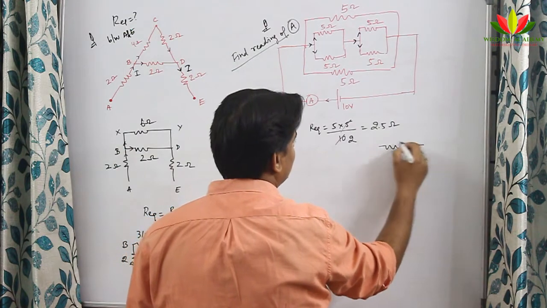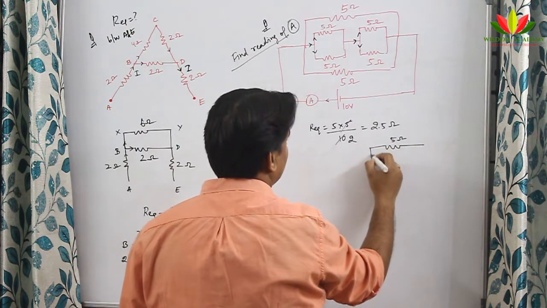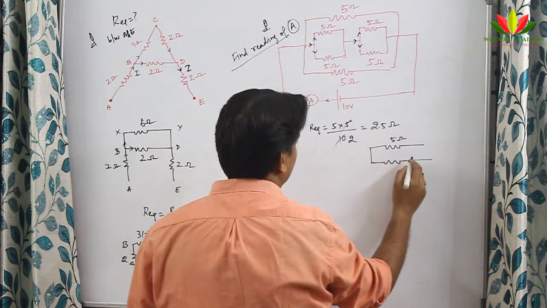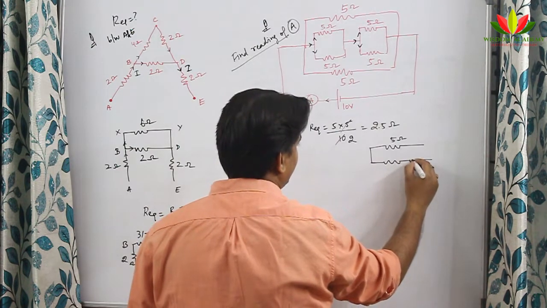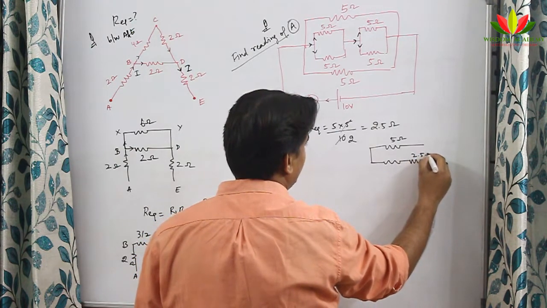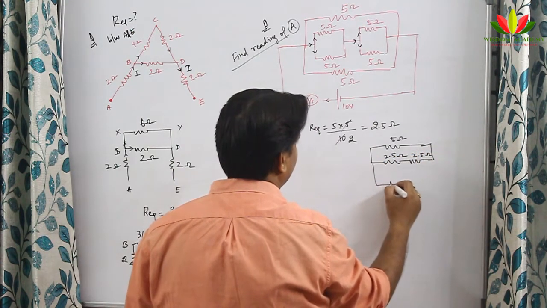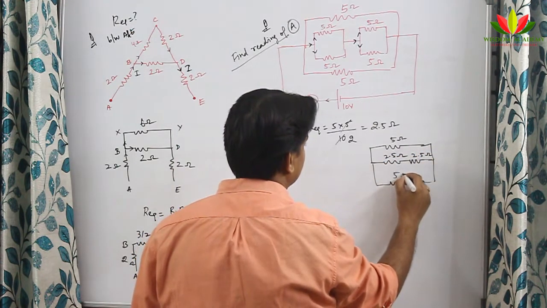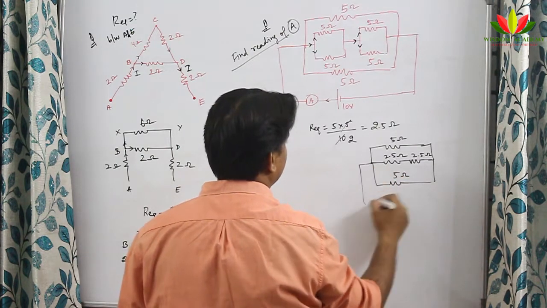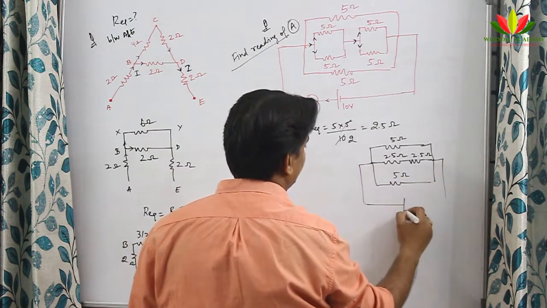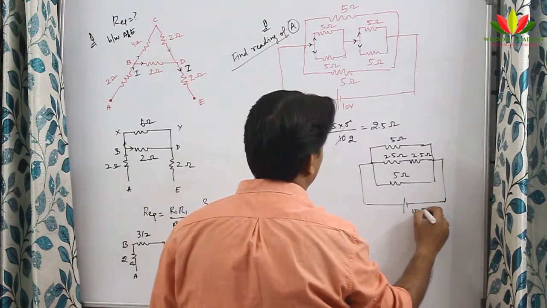See here, 5 ohm was there. Here again, sorry, 2.5 and 2.5 came. This is 2.5 ohm, this is 2.5 ohm. And down I have 5 ohm. And everything is connected to a potential difference of 10 volt.